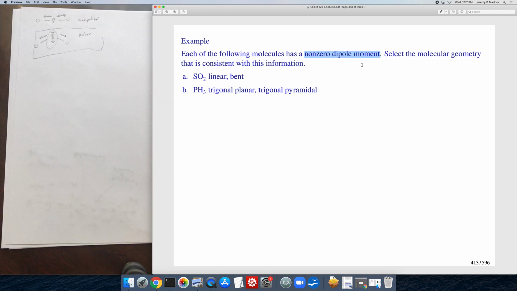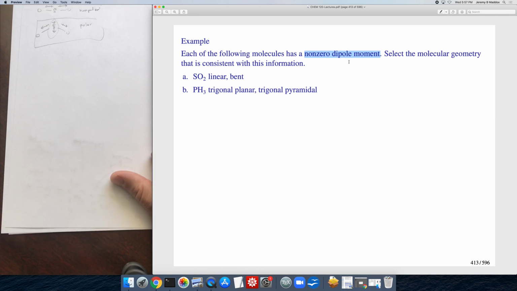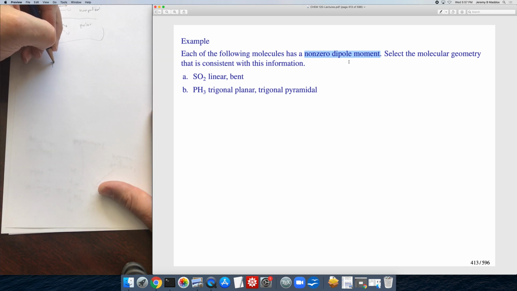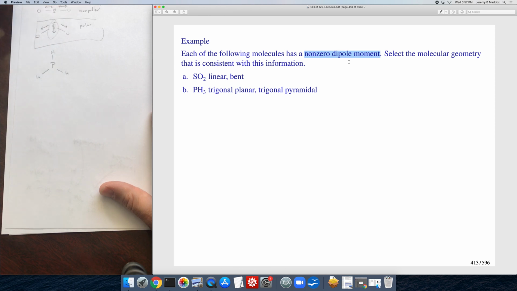For part B, again, we are to take phosphorus trihydride as having a non-zero dipole moment, which means it has a dipole moment. And we're being asked to evaluate the trigonal planar structure versus the trigonal pyramidal structure. Well, in a trigonal planar structure, you'd have a perfect triangle.